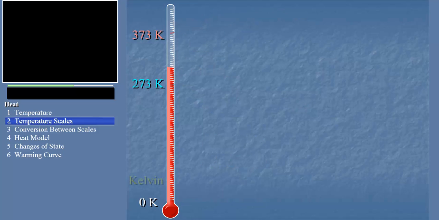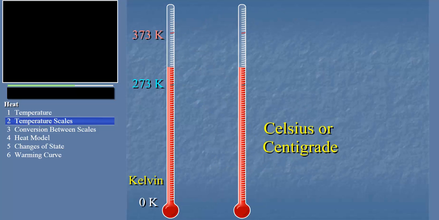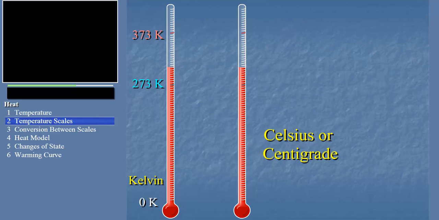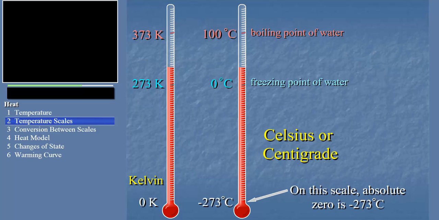The next scale is the Celsius or centigrade scale. It's really just the same as the absolute scale, but with the 0 point set at the freezing point of water. Thus the boiling point of water is at 100 degrees. And so on this scale, absolute zero is really at minus 273 degrees.